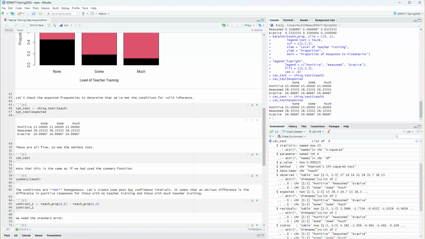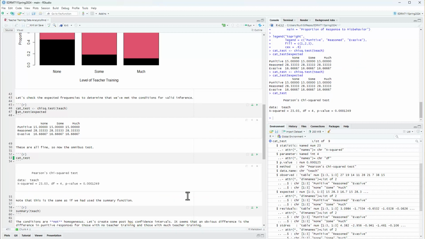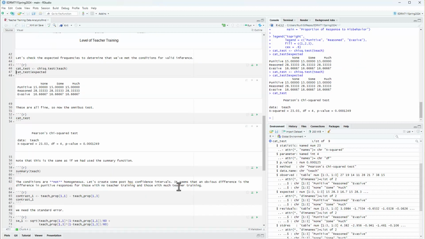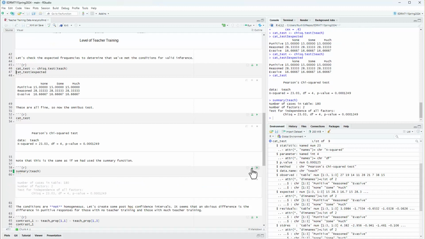And I'm going to go ahead and use what I calculated up here using the chi-square test function and stored in cat test. I'm just going to show you that. And that gives me the p-value. Remember last time, in the last example, I used the summary function, and that gives me the same thing, the same p-value. So both of these will give you x squared and the p-value based upon comparing x squared to a chi-square distribution with 4 degrees of freedom.